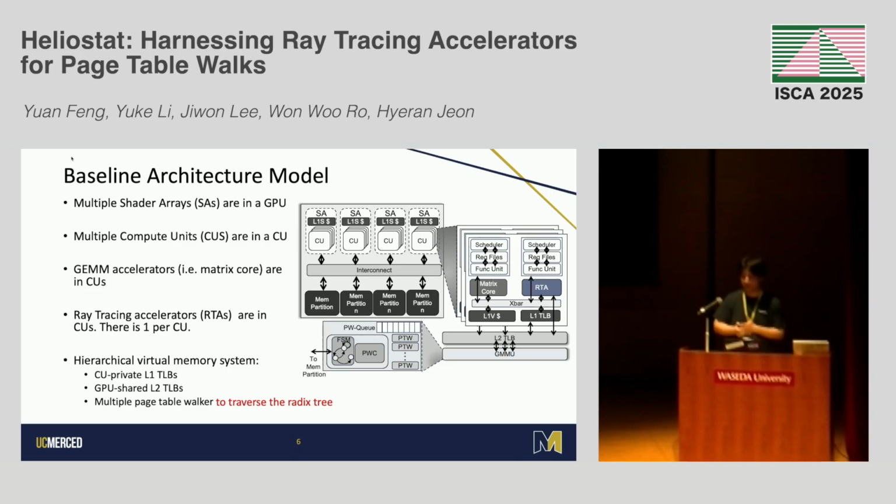To investigate this, we conduct our motivational experiments. And here is the architecture that we target. In one GPU, there are multiple shader arrays and multiple compute units in each shader array. In each compute unit, there is one matrix core for GEMM operation. And lastly, there is an RT core per CU for ray tracing acceleration. We consider a hierarchical virtual memory system with multiple levels of TLBs, and for the GMMU, which is the GPU MMU, we consider highly threaded page table walkers to traverse the page table radix tree.